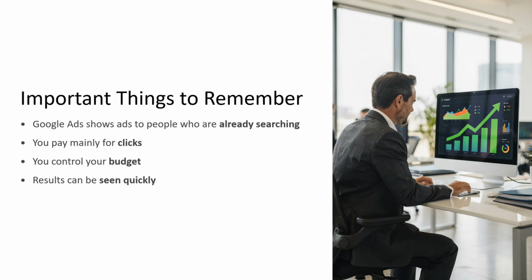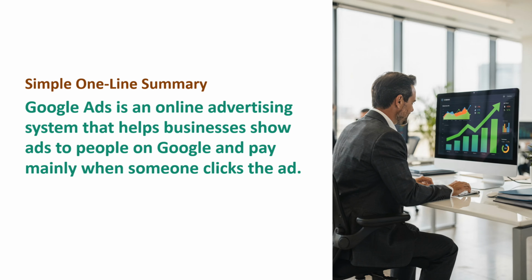Important things to remember. Google Ads shows ads to people who are already searching. You pay mainly for clicks. You control your budget. Results can be seen quickly. The summary is: Google Ads is an online advertising system that helps businesses show ads to people on Google and pay mainly when someone clicks the ad.